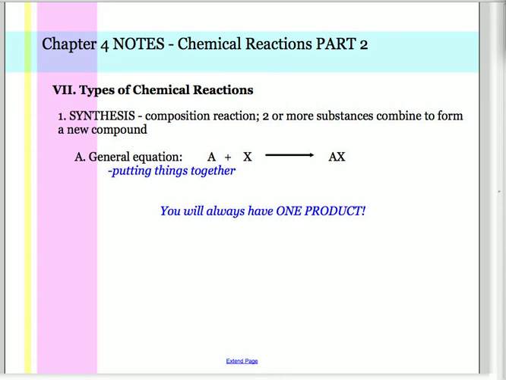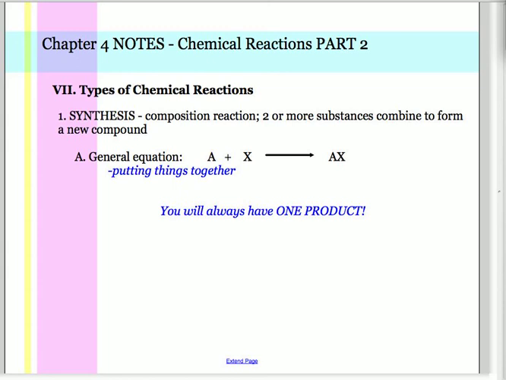All right, so now we're at the next part of chemical reactions where we're going to actually start writing them and predicting them instead of just telling you what they make. And the first type that we're going to do is a synthesis reaction. So synthesis is what it sounds like. You're synthesizing something, you're making something.